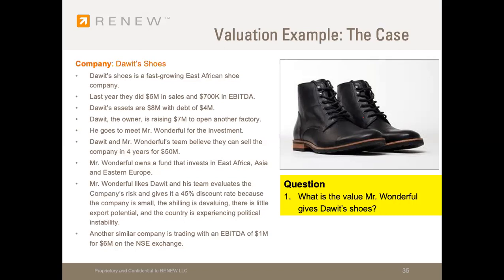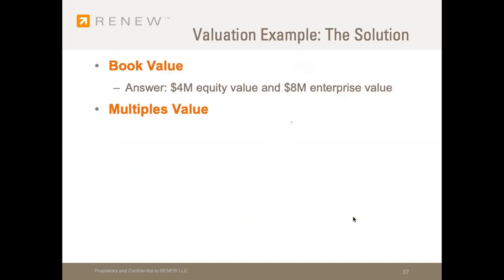I tried to make the math simple here. So if we've got a 1 million EBITDA with a company that's trading for a total value of 6 million, yeah, okay, 7.14. Okay, so the answer for this one, again, is a trick question. It's 700K times what? Well, again, Dowett is a private company.